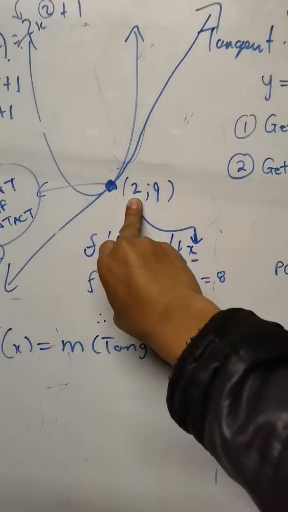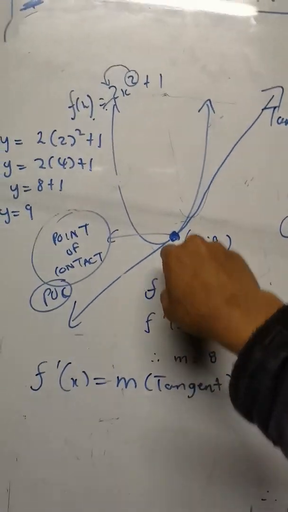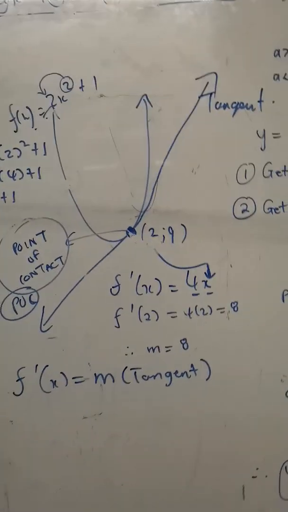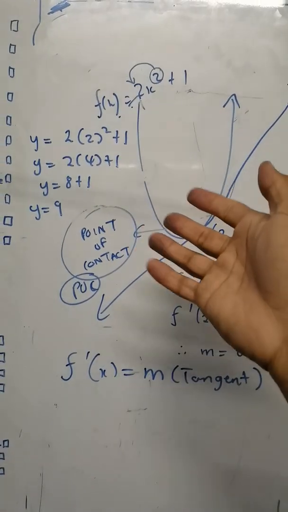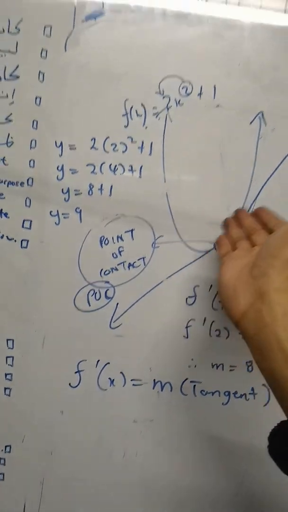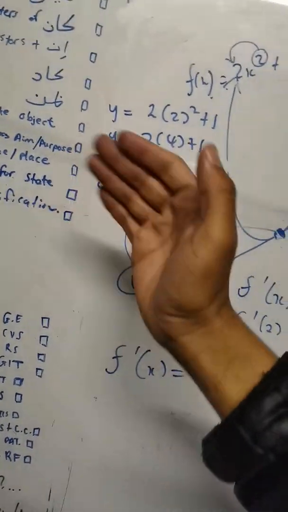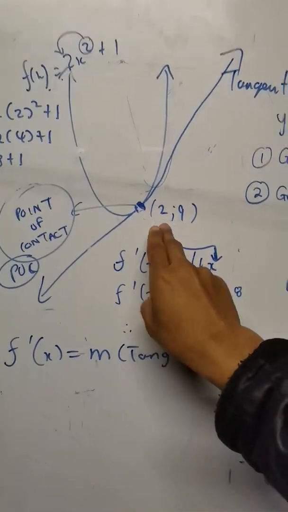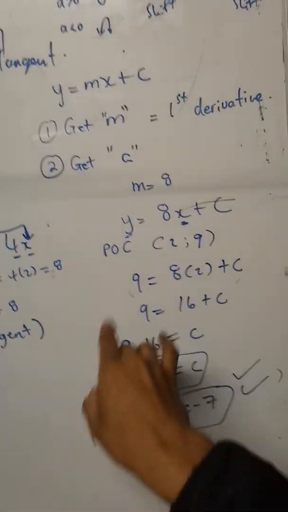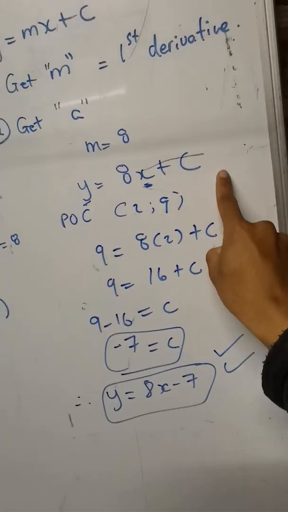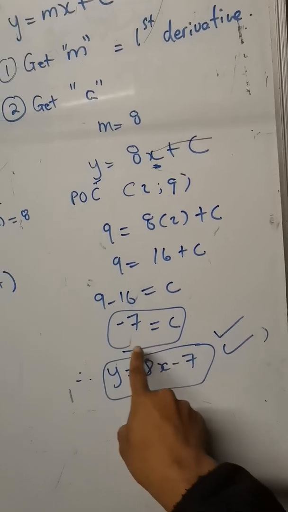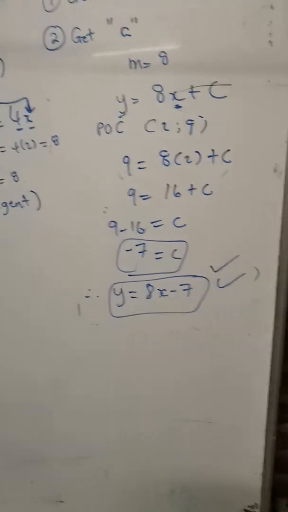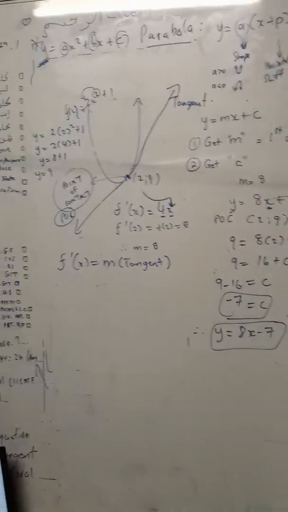They only gave us x, but to get the y, you substitute x into the equation of the parabola, because that point also lies on the parabola. So if you have the x, you can calculate the y by substituting the x value into the equation of the parabola to get the y value. And we got the y value of 9. So if x is 2, y is 9 on my parabola. But this point also lies on the tangent. So we can substitute that point into this equation to solve for the c value of minus 7, and there we got the equation of our tangent y is equal to 8x minus 7. And that's it, everybody, for this question.